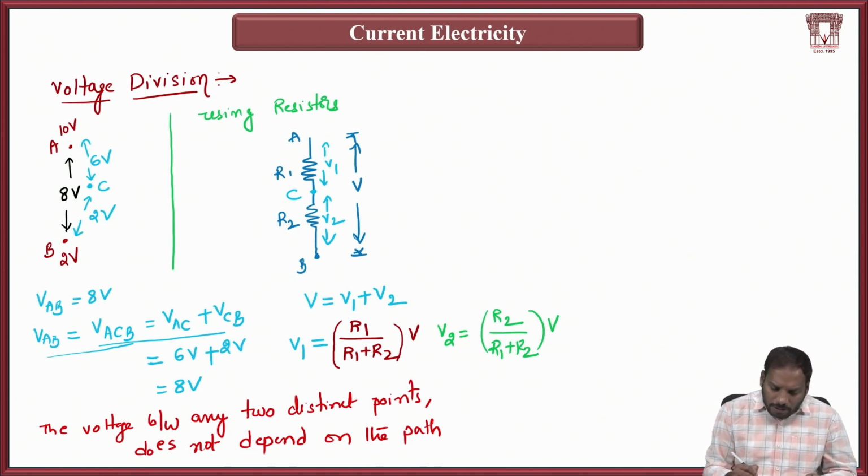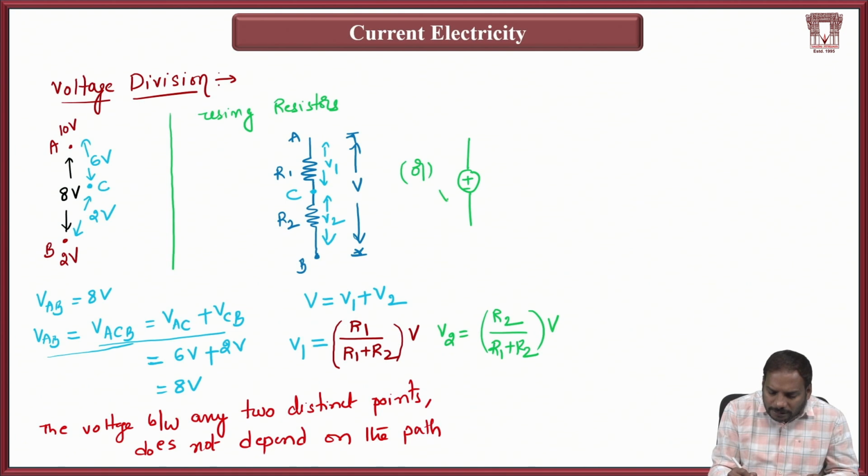Okay, so this is how you have to understand the voltage division principle. Usually I will try to draw another circuit which is exactly equal to the voltage division. I think in your textbooks you might be seeing this one. So this is something like V, and this V is acting across the series combination of two resistors R1 and R2, something like this.